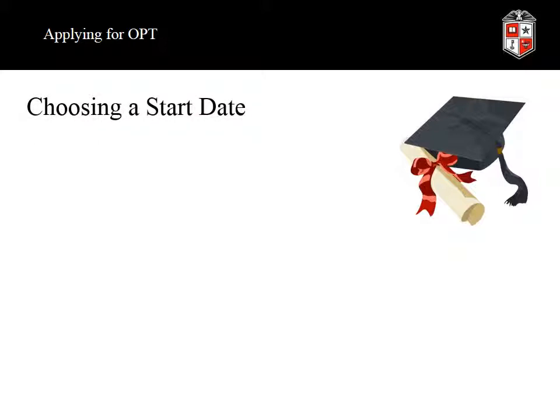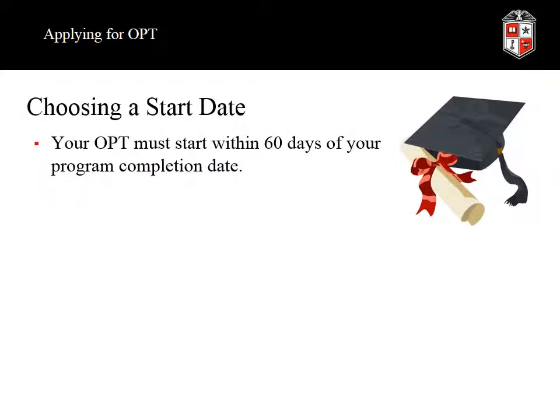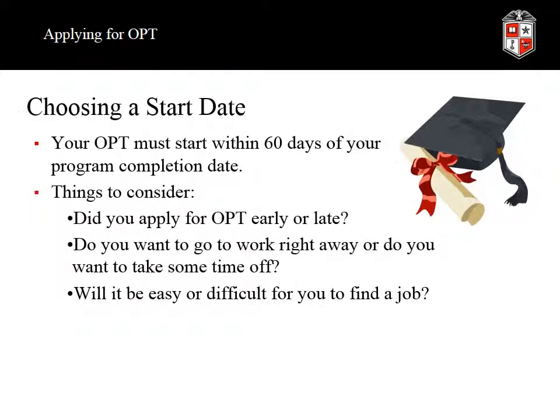Choosing a start date can be a little bit complicated. Remember from the graphic that you can choose a start date as any day during the 60 days after the completion of your program. But here are some things to consider when you think about this. Did you apply for OPT early or late? Do you want to go to work right away, or do you want to take some time off? Will it be easy or difficult for you to find a job? These are the things that you need to think through as you choose the start date for your OPT after the completion of your program.